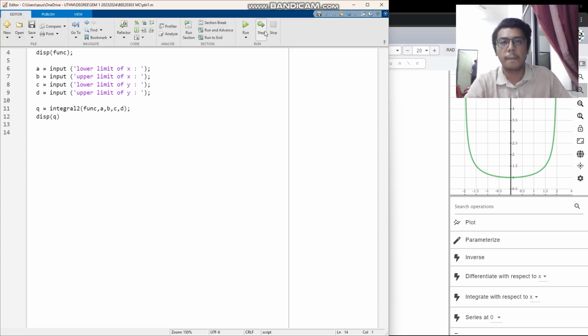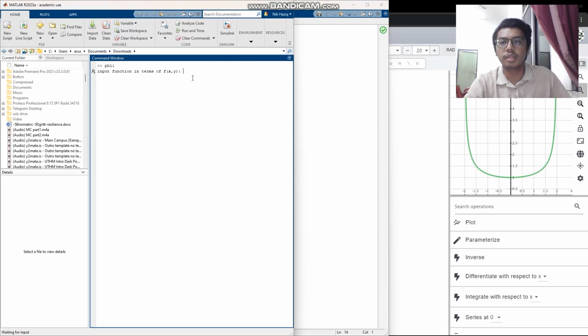So let's run. Input function in terms of function handle, which is this xy. Click enter. Lower limit of x is 0, upper limit of x is 1, lower limit of y is 0, upper limit of y is 4. We click enter and we get 4.1888, which is 4 pi over 3.